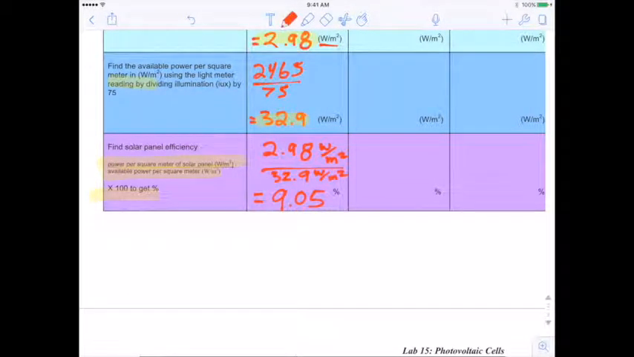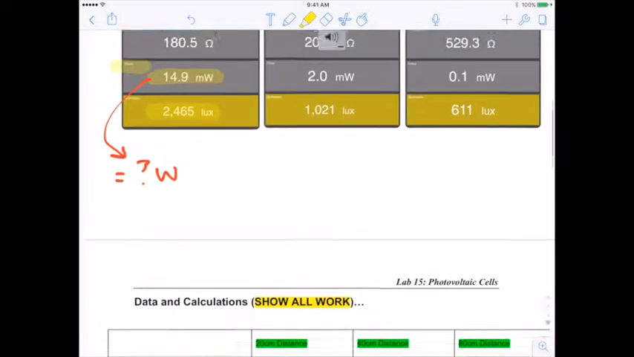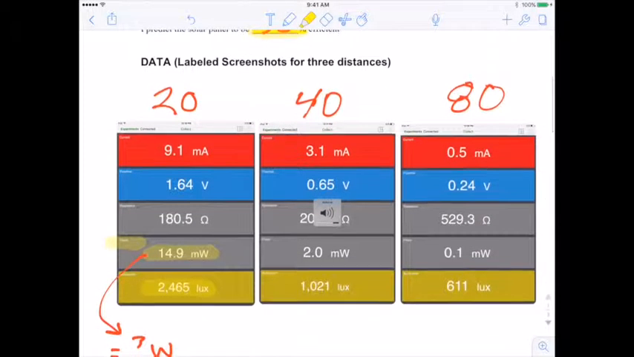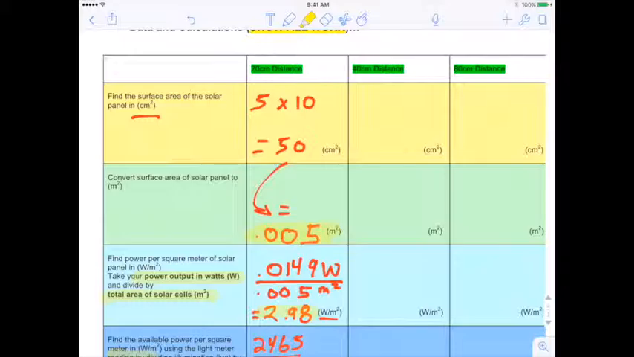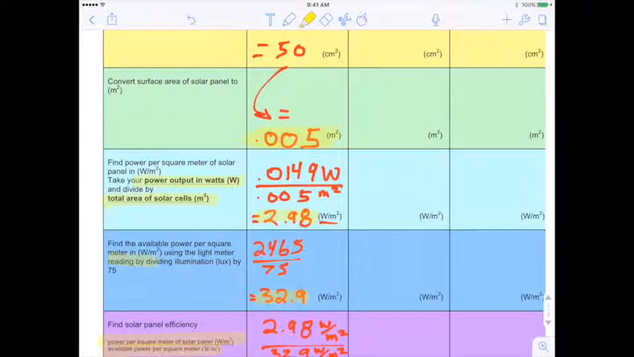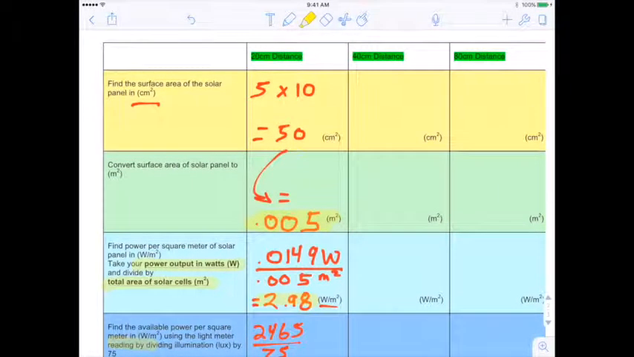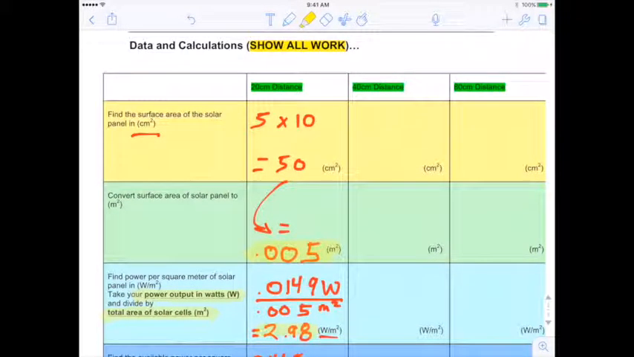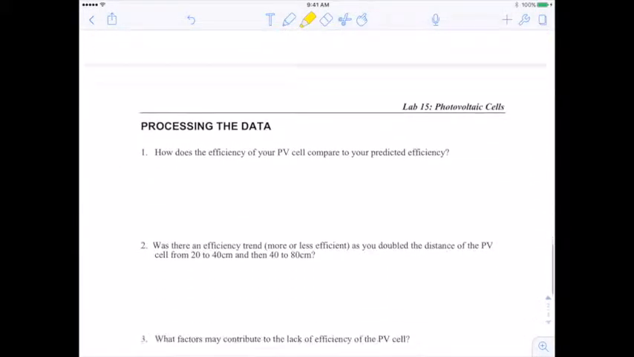All right, so in the end, my solar panel was 9.05% efficient. So only 9% of the available light energy was actually being converted to electrical energy, as compared with my prediction of 50% efficient. And I'm going to calculate the 40 and 80 centimeter. Actually, I'm not going to do that because hopefully with the calculation I showed you at 20 centimeters, that's good. You just basically repeat the process using your numbers for the 40 and 80 centimeter distances.